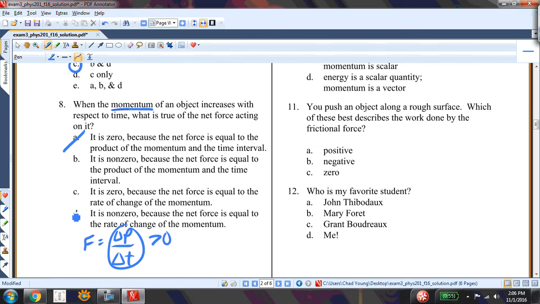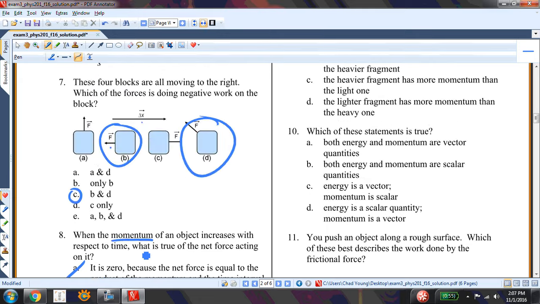So we can get rid of A and C, because we know the force is non-zero. Next, the net force is equal to the product of the momentum and the time interval. Well, that's not true. It's the quotient, not the product, because the net force is equal to the rate of change of the momentum. And that's what this is. This is the rate of change of momentum. Anytime I say a rate of change, I'm talking about how that thing changes with time.